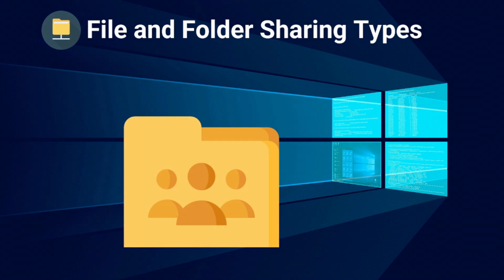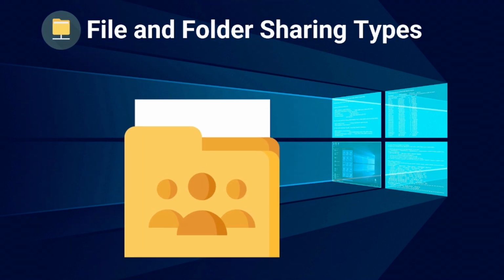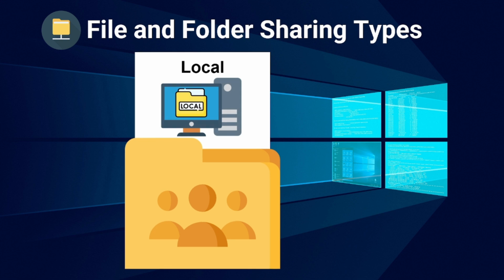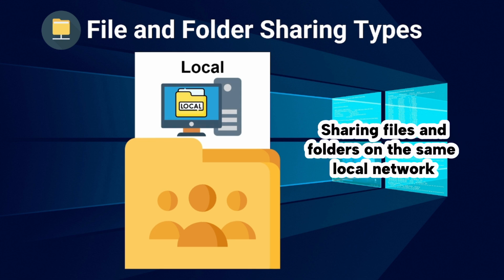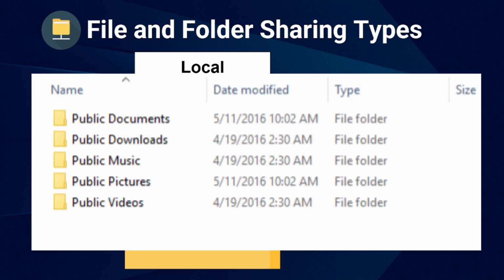Okay, let's get started with the file and folder sharing types. There are two sharing types. First is local. Local sharing is sharing files and folders on the same local network without the need of internet. An example of this would be public folder sharing. This is simple sharing for all users on the same PC or network.